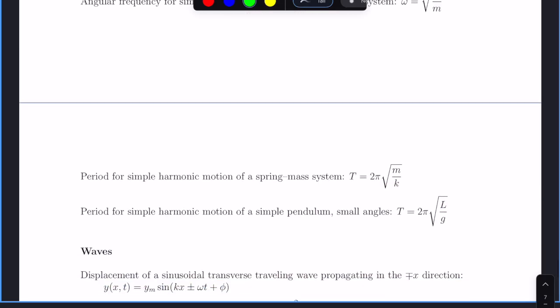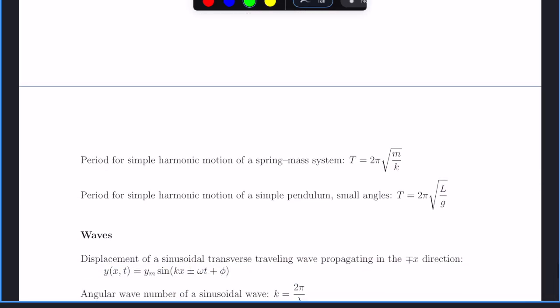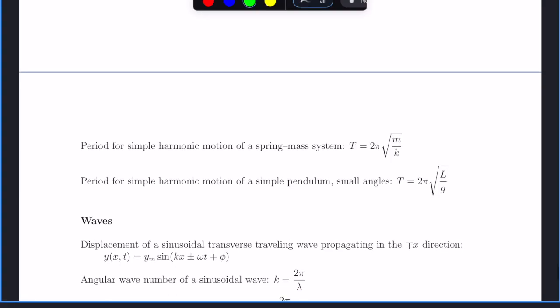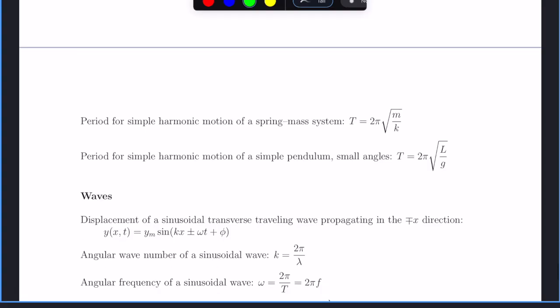On the top of the next page is where we have the simple harmonic motion, the period first of the spring mass system, but then also for a simple pendulum, the period in terms of the length of that pendulum, and g is the gravitational acceleration of whatever planet or moon the pendulum is sitting on.